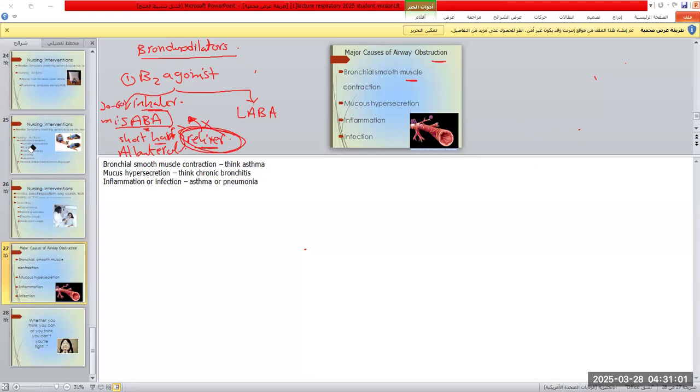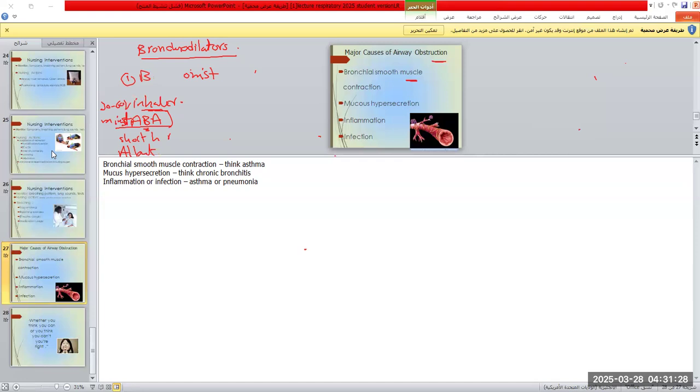While LABA is long-acting, like salmeterol, and has a long half-life. So it's a controller. What is the meaning of controller? The patient can take it at home as an outpatient, to control their disease.